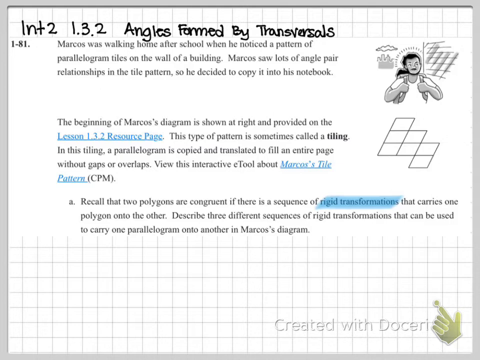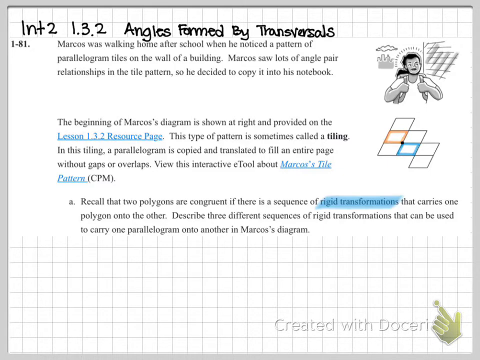And then we want to describe 3 different sequences of rigid transformations that carry one of these parallelograms onto the other. So what you're going to want to do is just focus on one of the parallelograms that you want to take a look at. So I'm going to go ahead and highlight 2 of them and then talk about how they map one to the other.